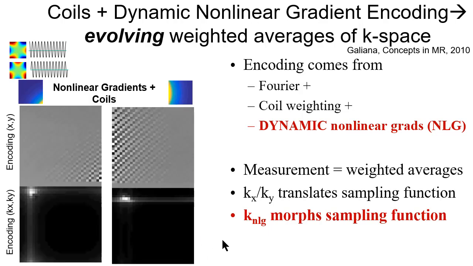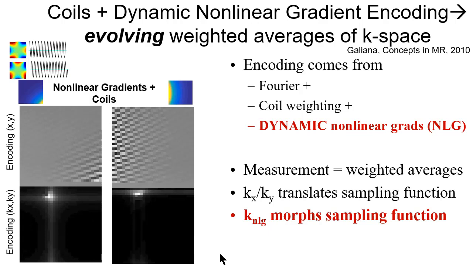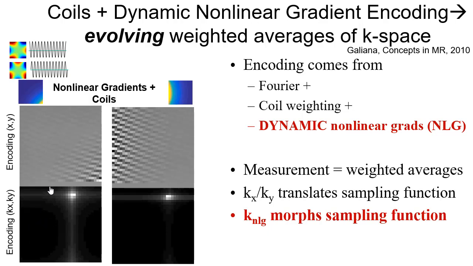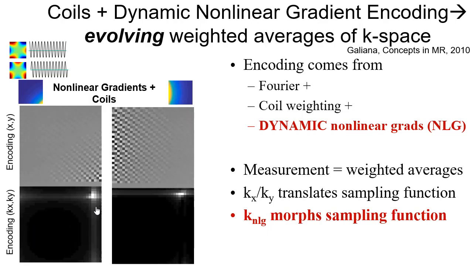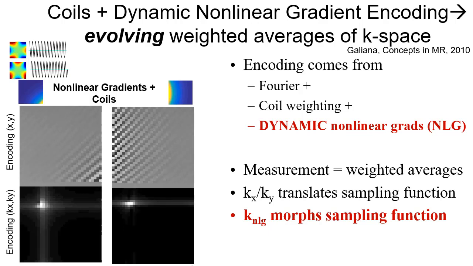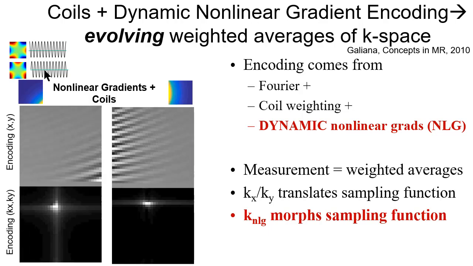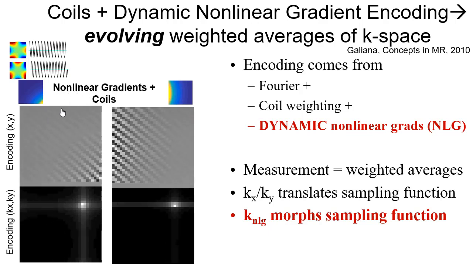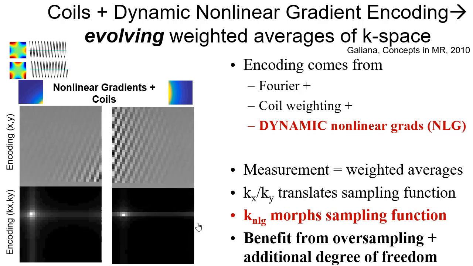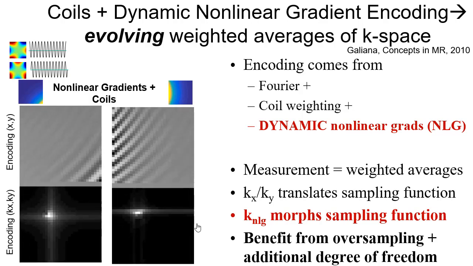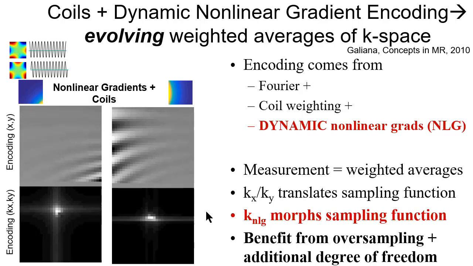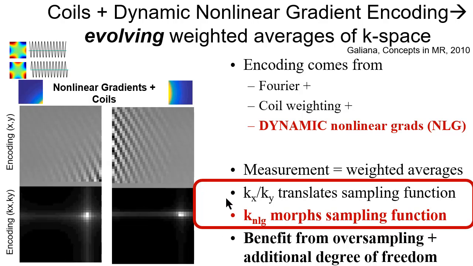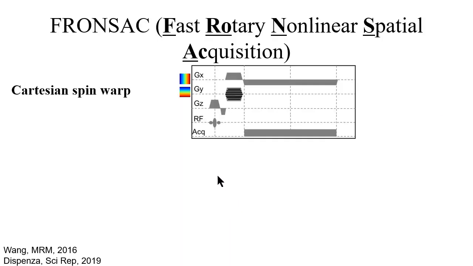So you can see that here. This is the same, I want to emphasize, this is the same linear gradient trajectory that's going from left to right. That apparent motion up and down is really just the smear shifting from one side, the combination rather, of the nonlinear gradients and the coils are causing that smear to shift in different directions off of the main path. And that's really interesting because it gives us some benefit from oversampling and also an additional degree of freedom, which is what we had in mind when we were using these ideas to design the FRONSAC sequence, which I'll just tell you briefly about.